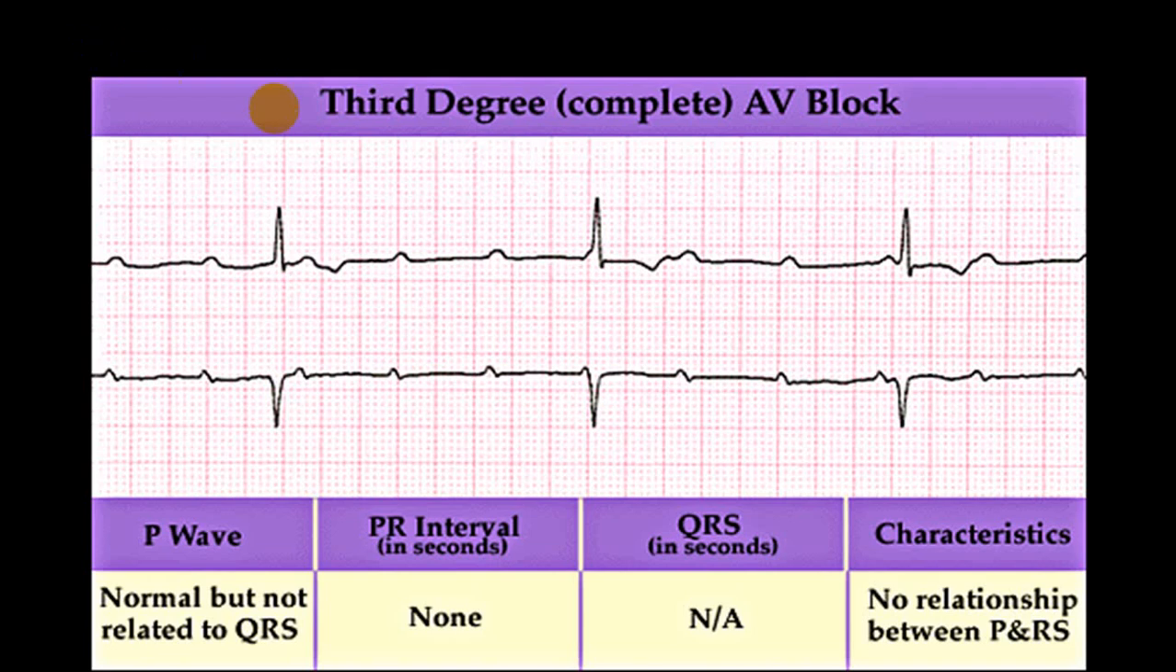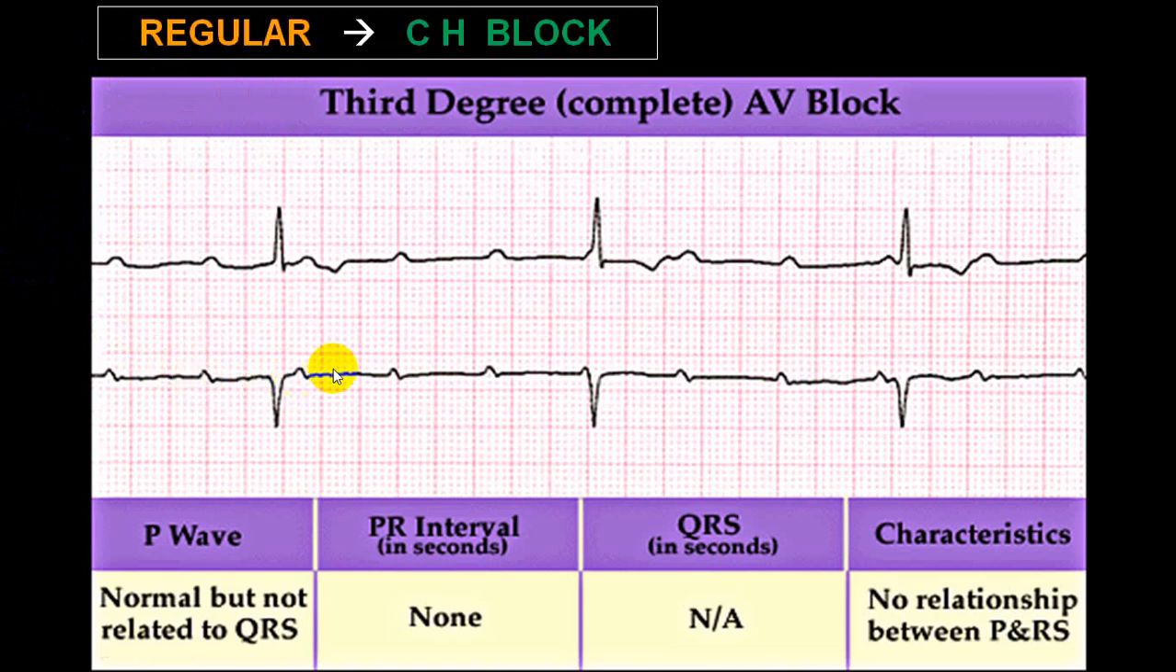Now you can see here, this is a classical ECG which shows a complete heart block where you can see this P wave, there is another P wave here, there is another P wave here, this is the P wave, there is one P wave here, one P wave here.